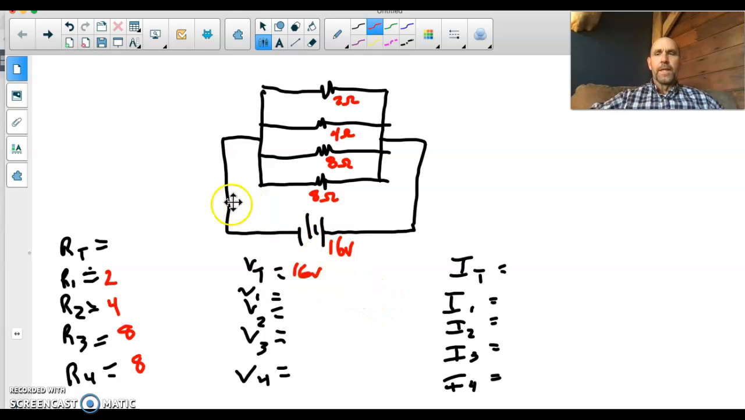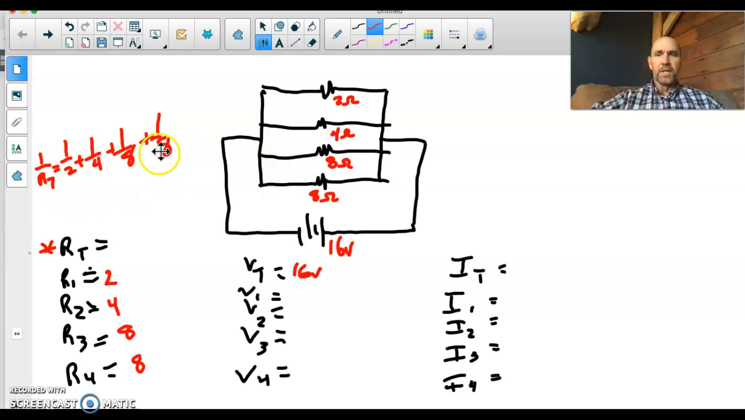Okay? Then, just like in the series circuit, the first thing you need to start with is your total resistance. I don't have an identical pair, so I can't use that rule. I don't have a group of 2, so I can't just do product over sum. I have to use the reciprocal rule here. So I'm going to take 1 over RT equals 1 over 2 plus 1 over 4 plus 1 over 8 plus 1 over 8. Just 1 over each of these numbers.